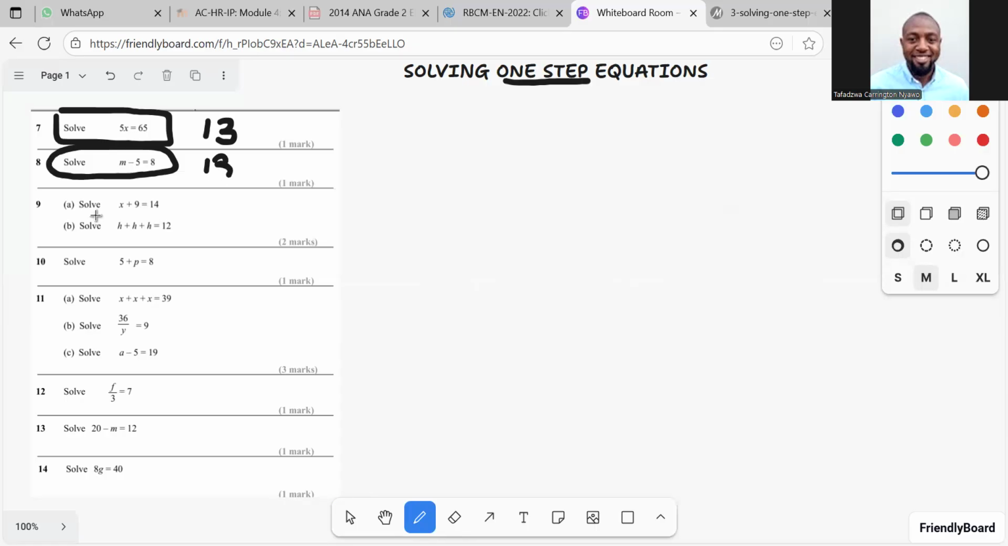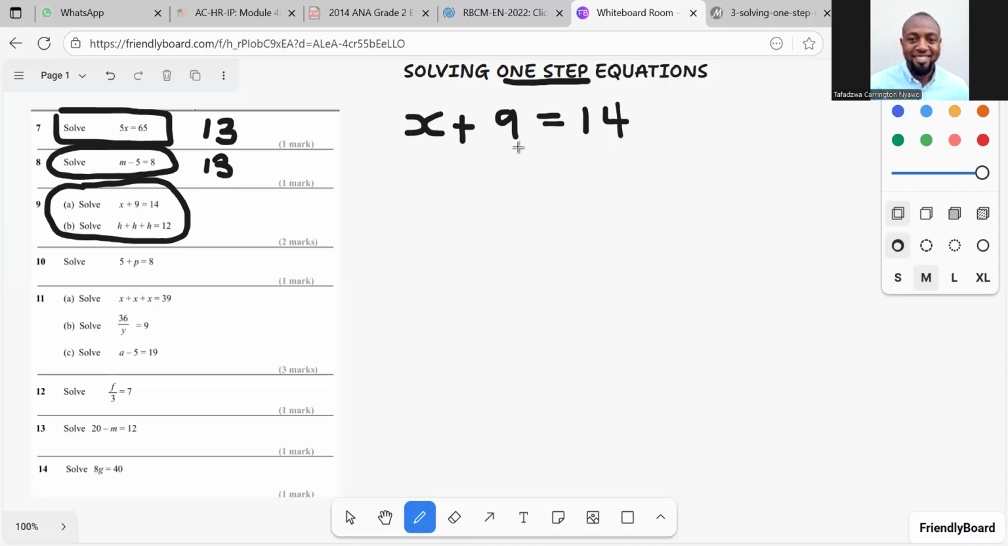All right, so now let's move on to number 9. So now there's 9a and 9b. So I'm gonna take the top one there, which is x plus 9 is equal to 14. So I only need to take one step here. That's the name one-step equation. So what is the one step that I need to take?